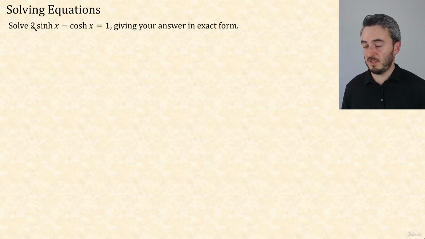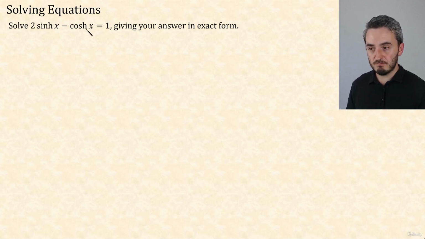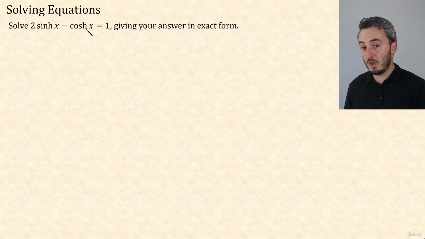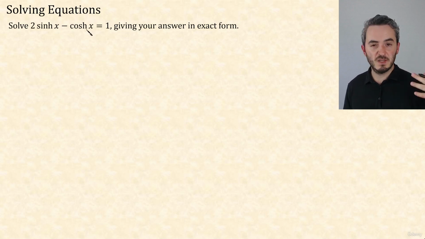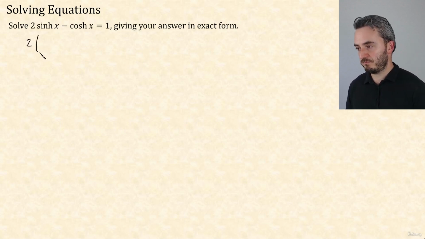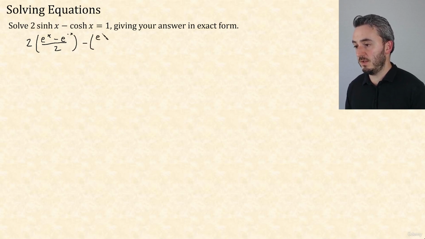So in this case, I would advocate just turning it all into exponentials. The clue that that's not going to be so bad is the fact that it's x here and x here. If you have the same subject in each case, x and x, not x and 2x or x and 3x, converting it into e to the x is relatively simple. Here's why. 2 sinh x is 2 times (e to the x minus e to the minus x) over 2. Then minus cosh x, which is (e to the x plus e to the minus x) over 2, equals 1.